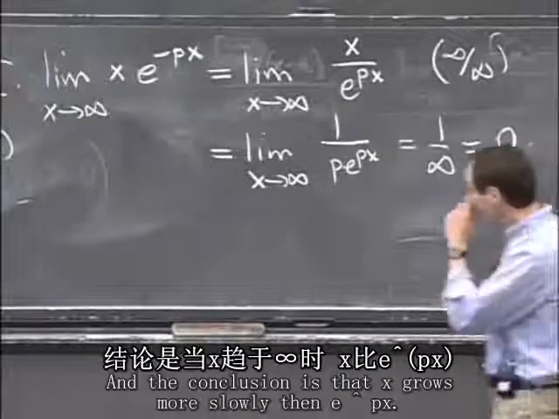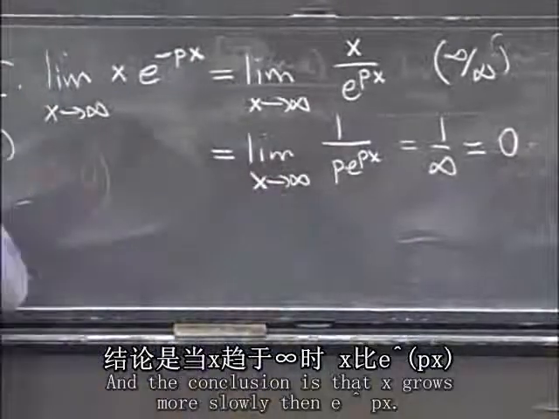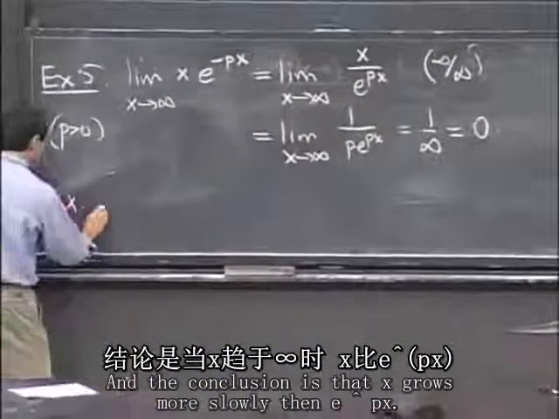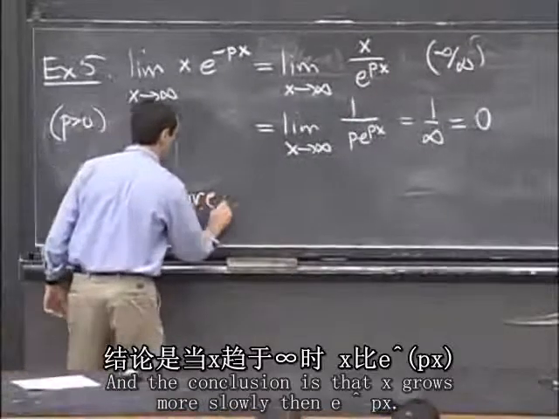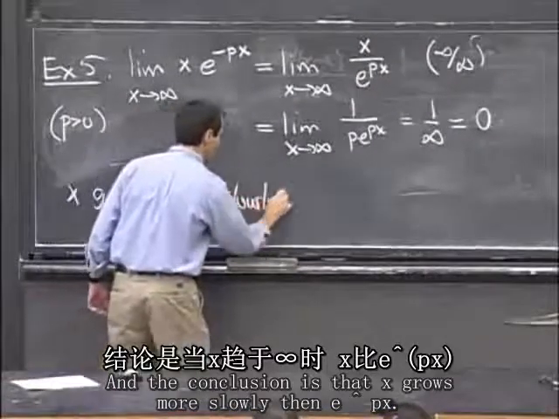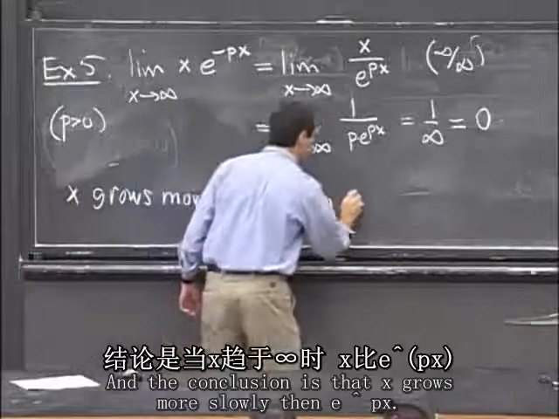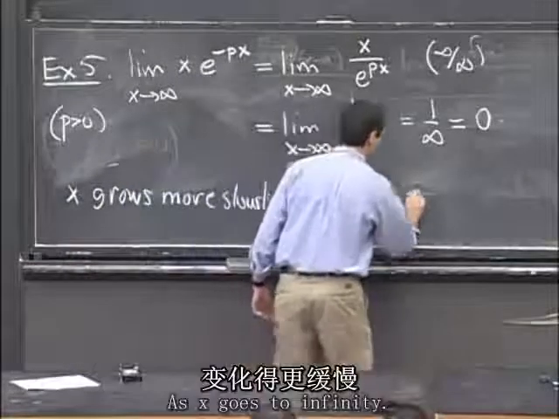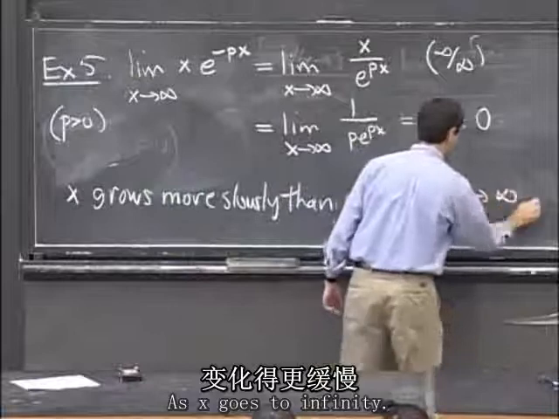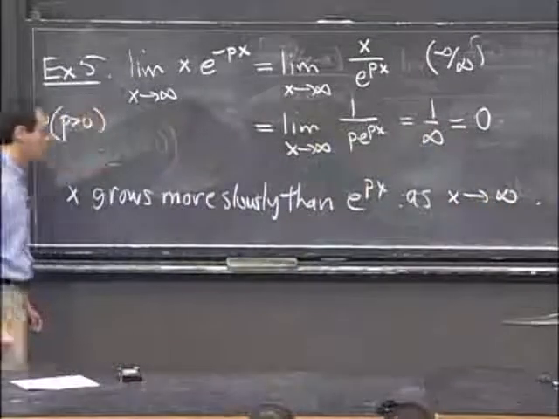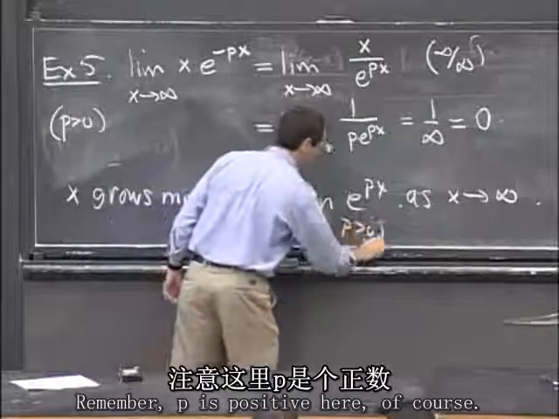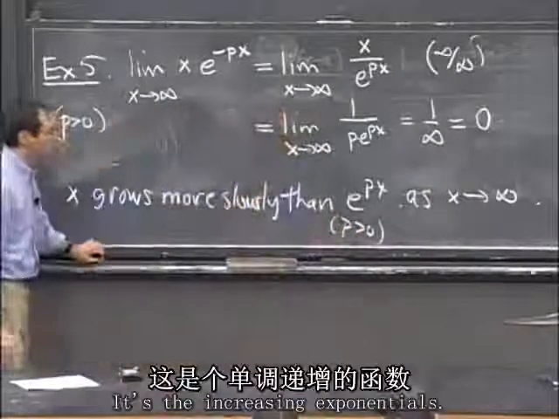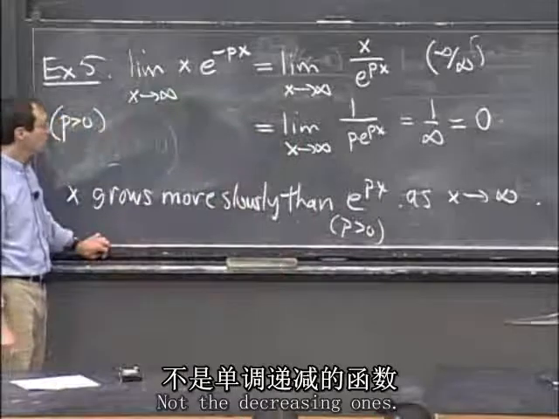And the conclusion is that x grows more slowly than e to the px. That's x goes to infinity. Remember, p is positive here, of course. It's the increasing exponentials, not the decreasing ones.